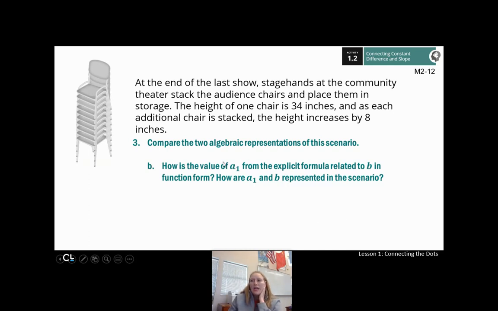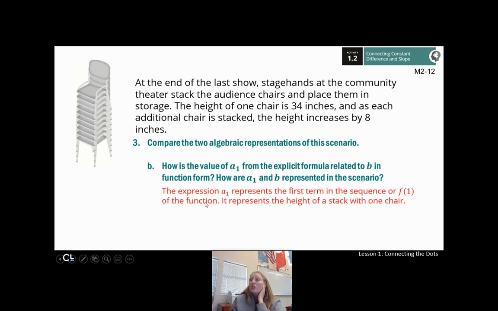So I know that a sub 1, that 34 in my explicit formula, is the height of the first chair, all right? So I know that a sub 1 represents the first term of the sequence, or f of 1 of my function. And it represents the height of a stack with one chair. So if I only have one chair in my stack, is it really a stack? Who can say? But I know that that's what a sub 1 represents.